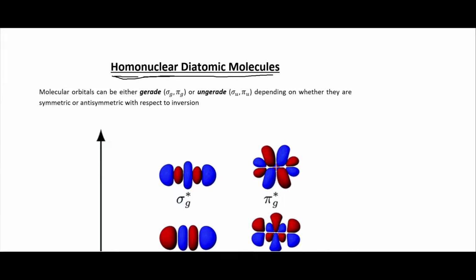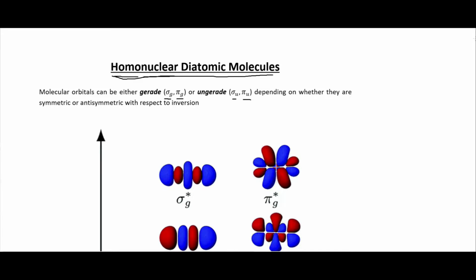But anyway, the first thing to talk about is this gerade and ungerade, which will be showing up in our molecular orbitals. So we have the sigma g and the pi g, and these could also have stars by them for gerade, and then the sigma u and pi u, and those can also have stars by them if they're anti-bonding. That just means that they're symmetric (g) or anti-symmetric (u) with respect to an inversion.